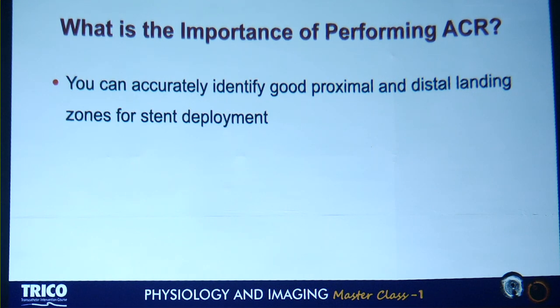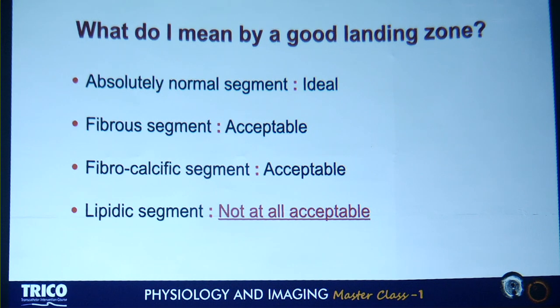What is the importance of performing angio-OCT co-registration? You can accurately identify good proximal and distal landing zones for stent deployment. So, what do I mean by a good landing zone? An OCT operator will think this way: an absolutely normal segment is ideal for deployment. Fibrous segment is acceptable. Fibrocalcific is still acceptable. Lipidic segment is not at all acceptable proximally or distally for the deployment.